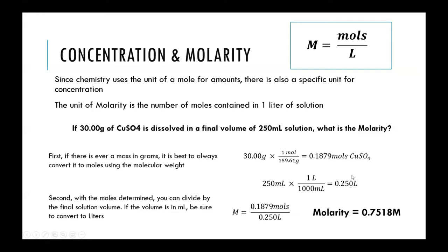So when you divide moles by liters, you're left with the concentration of molarity. It's the ratio between how many moles there are in every liter. That means in this example, there are 0.1879 moles spread across 0.250 liters. That gives a molarity of 0.7518. What the molarity means is that within 1 liter, there would be 0.7518 moles of copper sulfate in this particular setup.